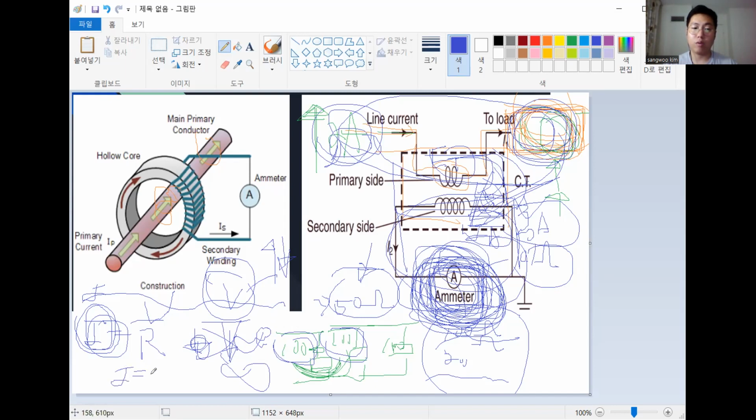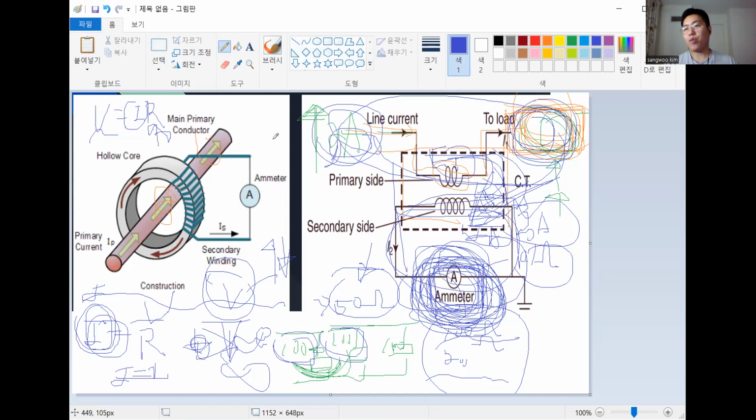What happened here? I is constant, but the load is infinity. The voltage is really large. So the insulation is going to be damaged, break down. So we say never open the secondary part in the CT. That's what I'm saying. You know what I mean?